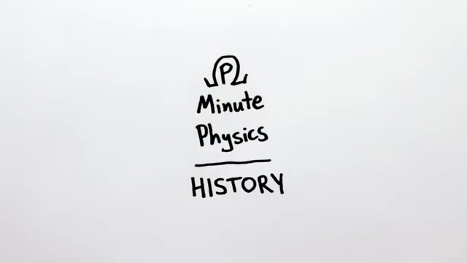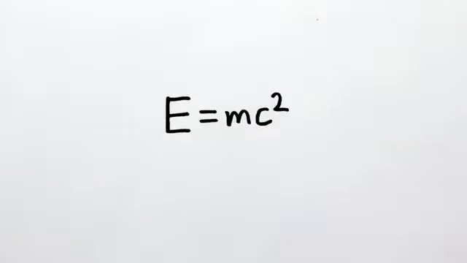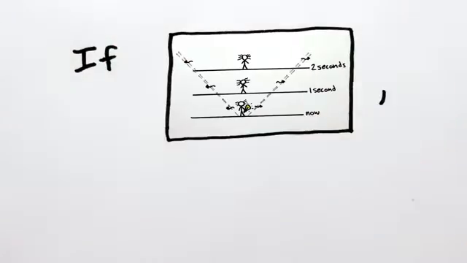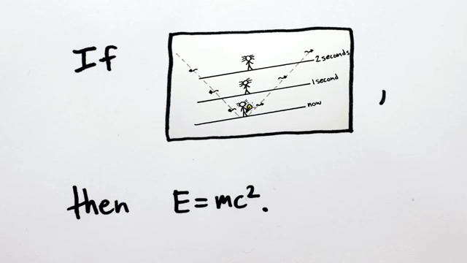In mid-1905, Albert Einstein derived what is now the most famous equation in the world, E equals mc². But he didn't just write this down out of the blue. It followed directly from his paper on special relativity that we talked about in last week's video. And here's how he did it.